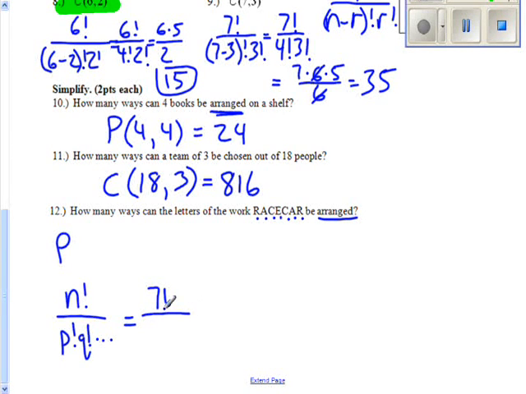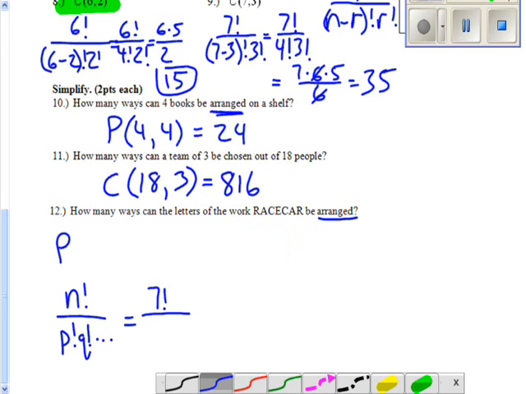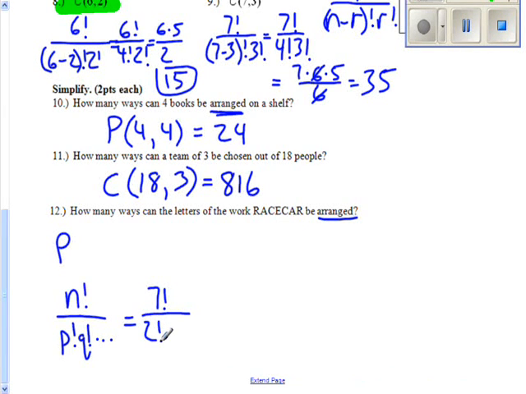And now down here I have to represent my repeated values. If I look, the r's are repeated. So there's 2 of them. So that's a 2 factorial to represent the r's. The a's are repeated, so I need a 2 factorial because there's 2 of those to represent the a's. And there's 2 c's, so I need a 2 factorial to represent the c's. And now I just have to plug this into my calculator. I have to do the 7 factorial, which is 5,040. And then the 2 factorials are each 2. So when you plug this in, you get 630. Okay?